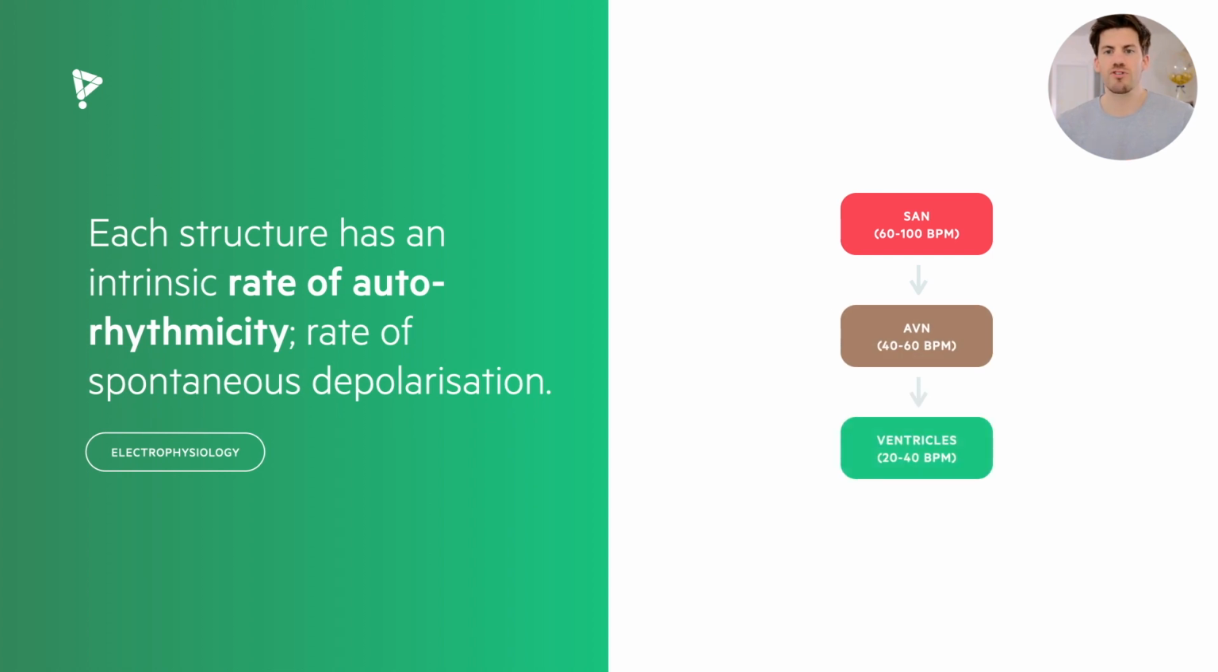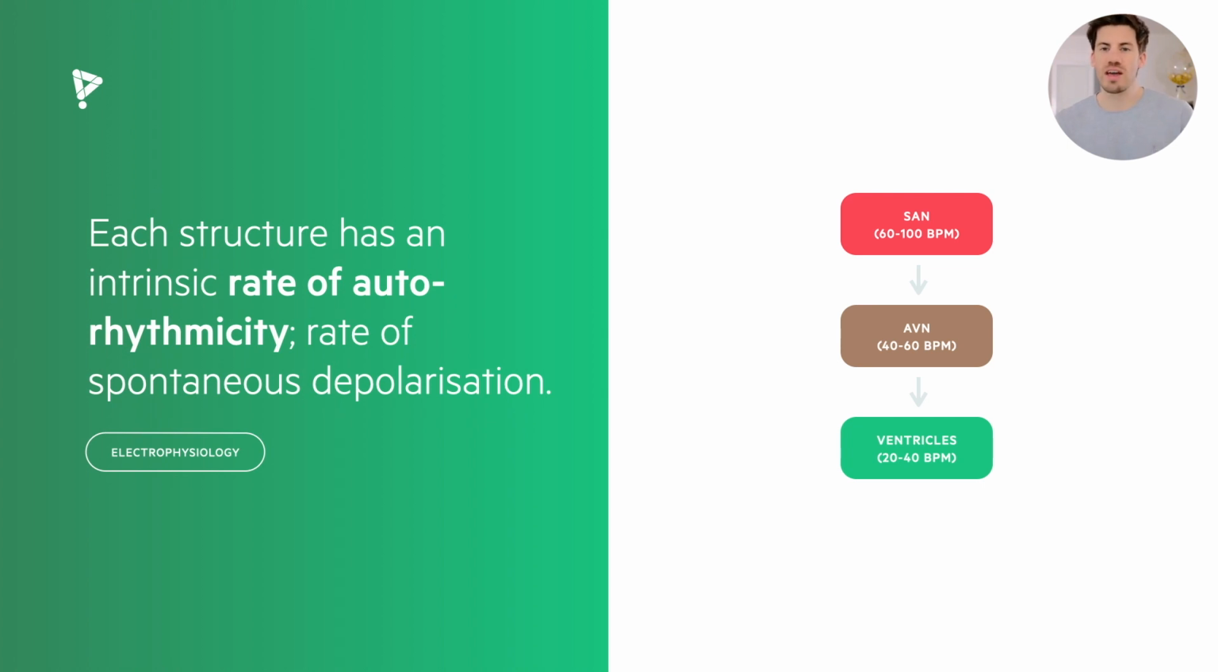So the sinoatrial node will undergo spontaneous depolarization at a rate between 60 and 100. So this is why this area within the heart initiates electrical activity first. The atrioventricular node has this rate of spontaneous depolarization between 40 and 60 beats per minute. And the ventricles have a rate between 20 and 40. So this is why in the hierarchy, the sinoatrial node would always initiate electrical activity first.